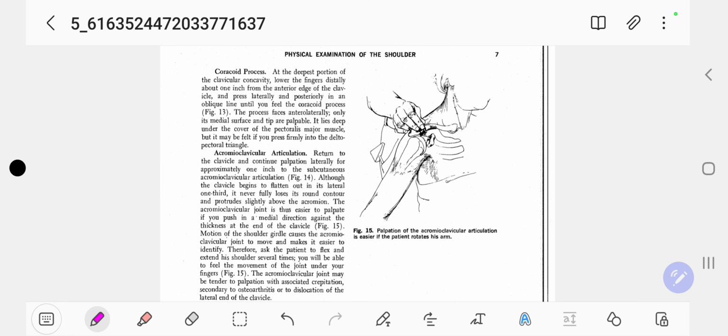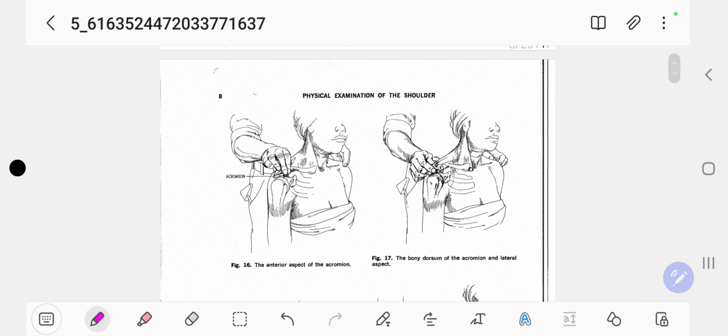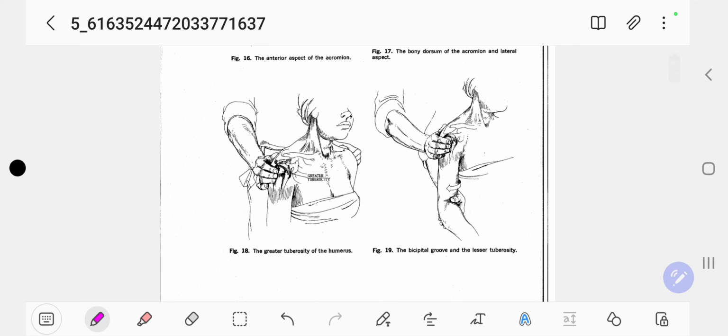Palpation of the acromioclavicular articulation is easier when the patient rotates. This is the way you palpate the coracoid process, and the way of palpating the acromioclavicular articulation. Palpate the anterior aspect of the acromion, the bony dorsum of the acromion, and the lateral aspect. Palpate the greater tuberosity of the humerus, the bicipital groove, and the lesser tuberosity by externally rotating the arm.